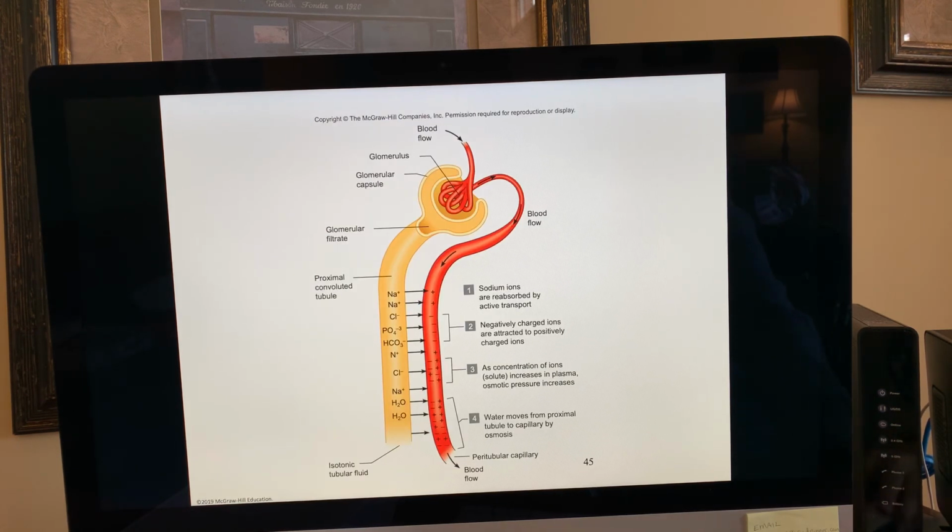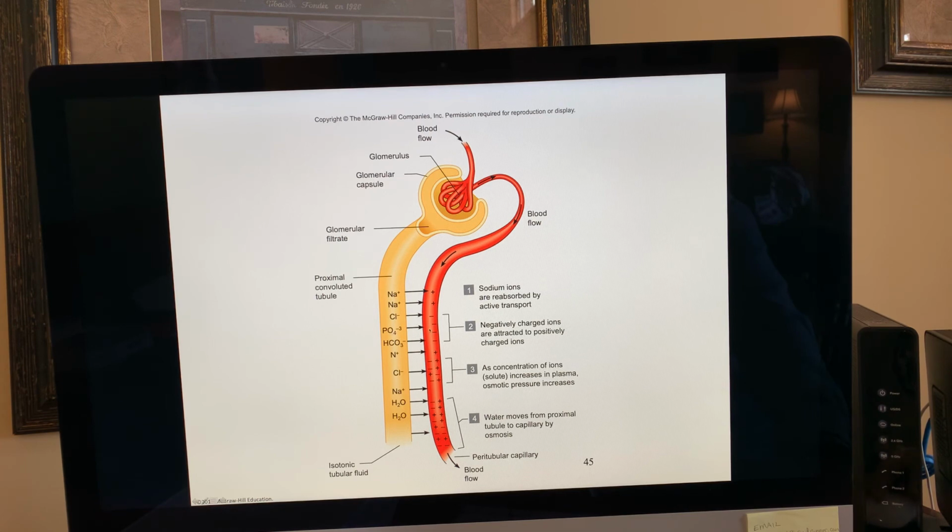Another diagram showing the same thing. Here's the afferent arteriole coming in, the glomerular capillaries, the efferent arteriole coming out, peritubular capillaries. Here's the proximal tubule pumping sodium ions out. So you're sending pluses out from here to here. The minuses follow the pluses. And here's another, phosphate ions follow the pluses going out here.